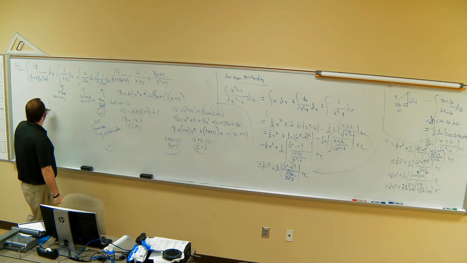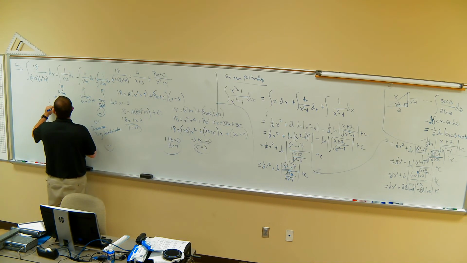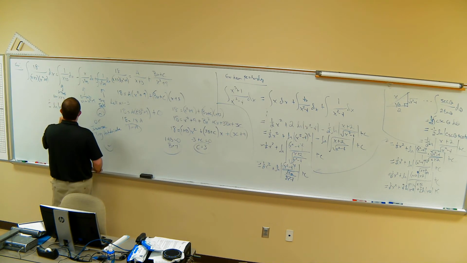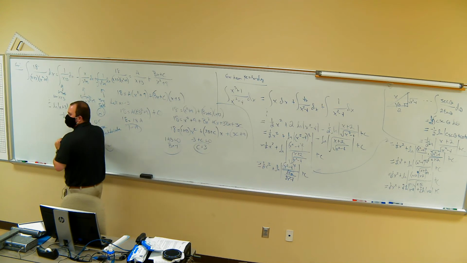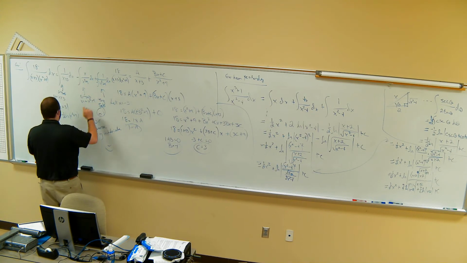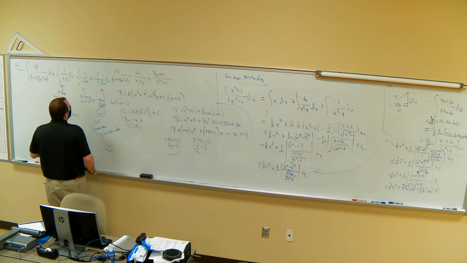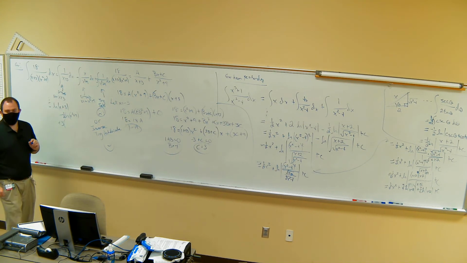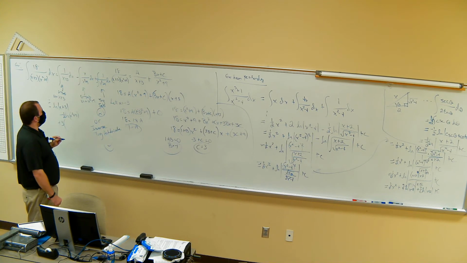So you end up then with what? Natural log absolute value x plus 3 minus 1/2 natural log absolute value. Or do I need absolute value here? No, because it's x squared plus 9, right? So natural log x squared plus 9. And then this one is what? The 1 over a, arctan u over a plus c, right? So 1/3 arctangent x over 3.